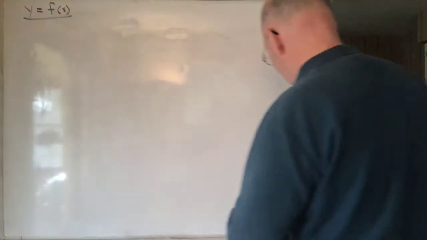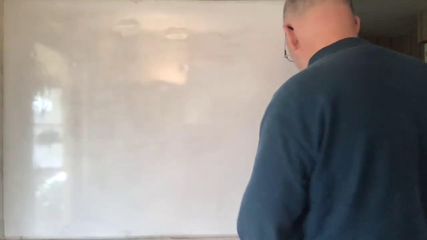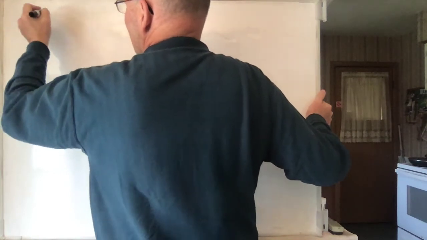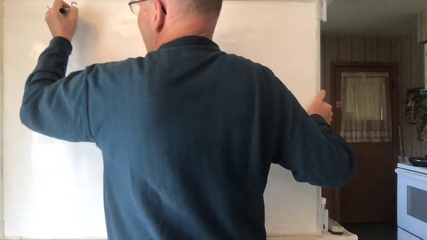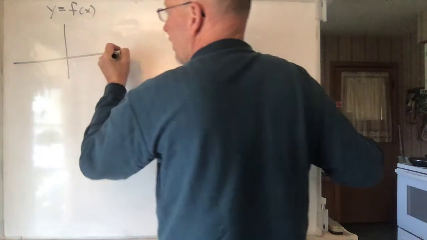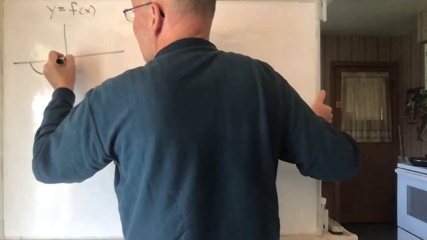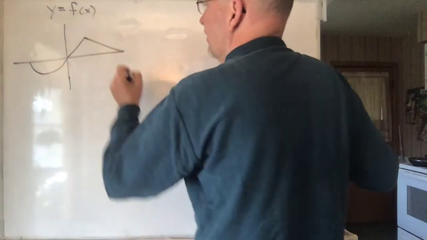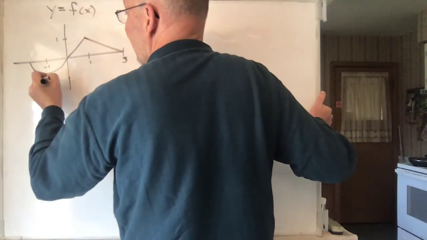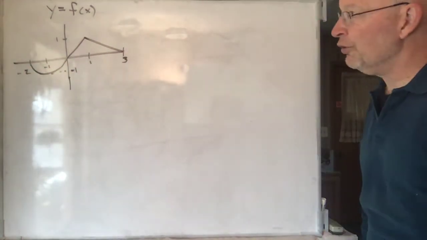A little bit more thought goes into what happens when we move functions around or alter the function through translations and dilations. So let's take a particular function, and we're going to play with this one quite a bit. Here's our function. It's going to look like this. We'll assume that this is 3, this is 1, this height is 1, that's negative 1, and that's negative 2. So there's our function.